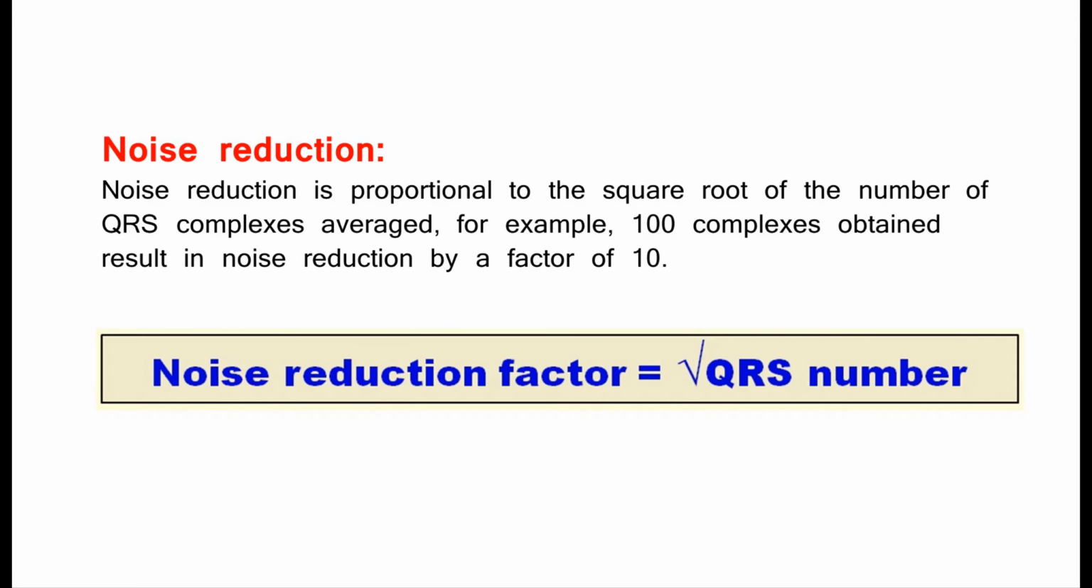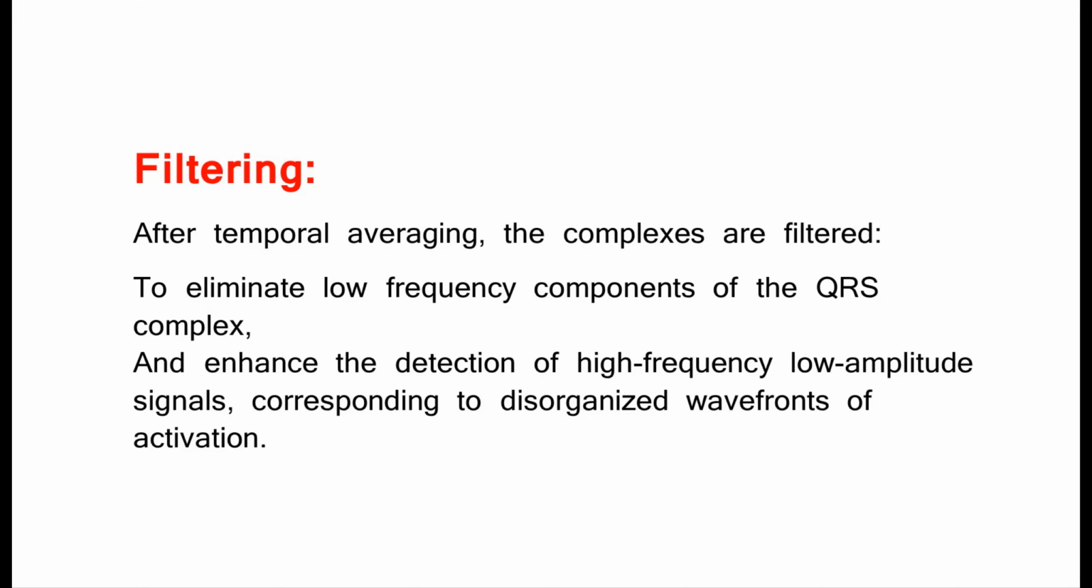Noise reduction. Noise reduction is proportional to the square root of the number of QRS complexes averaged. For example, 100 complexes obtained result in noise reduction by a factor of 10. Filtering. After temporal averaging, the complexes are filtered to eliminate low-frequency components of the QRS complex and enhance the detection of high-frequency low-amplitude signals, corresponding to disorganized wave fronts of activation.